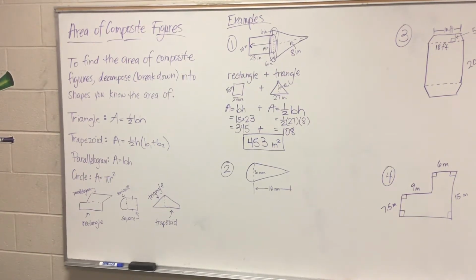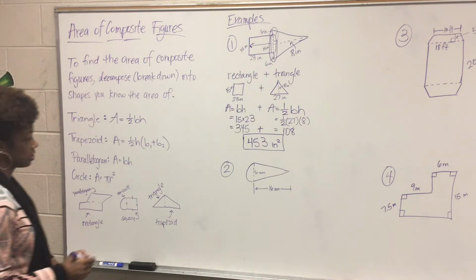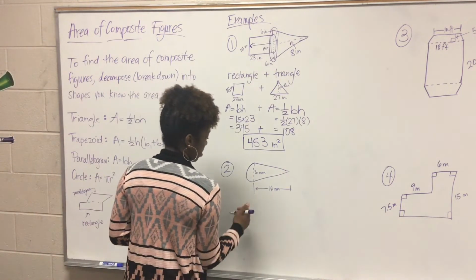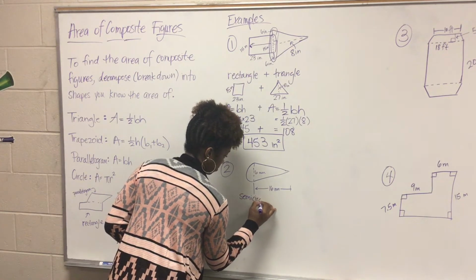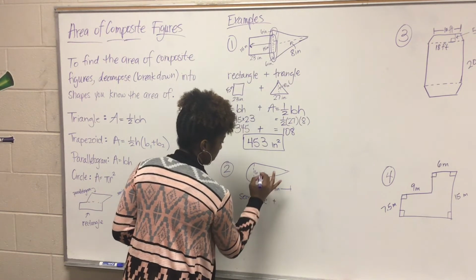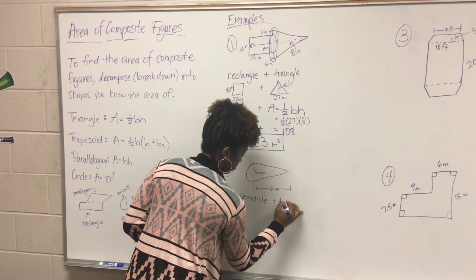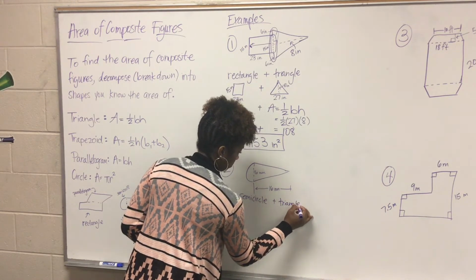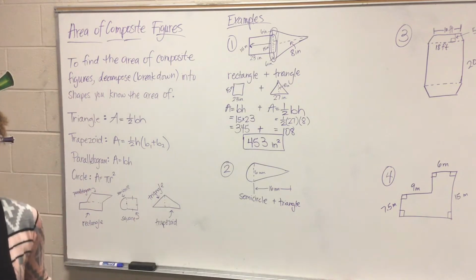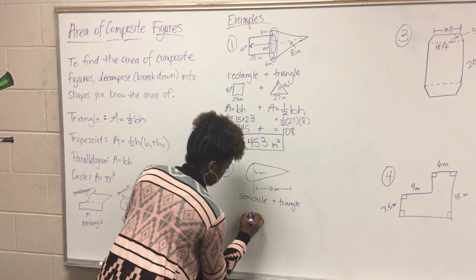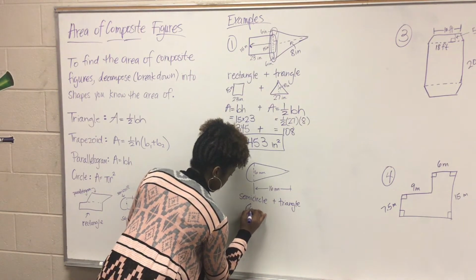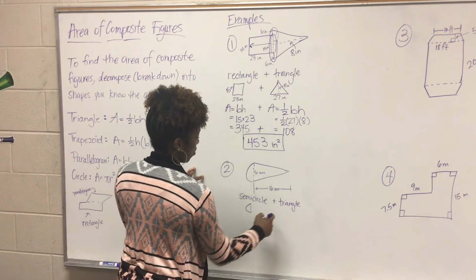Alright, so number 2. First step, again, is to identify what smaller shapes we see. So I see a semicircle plus a triangle. My next step would be to draw the shapes that I have split up. So I have a semicircle here, looks like this. Then I have a triangle.